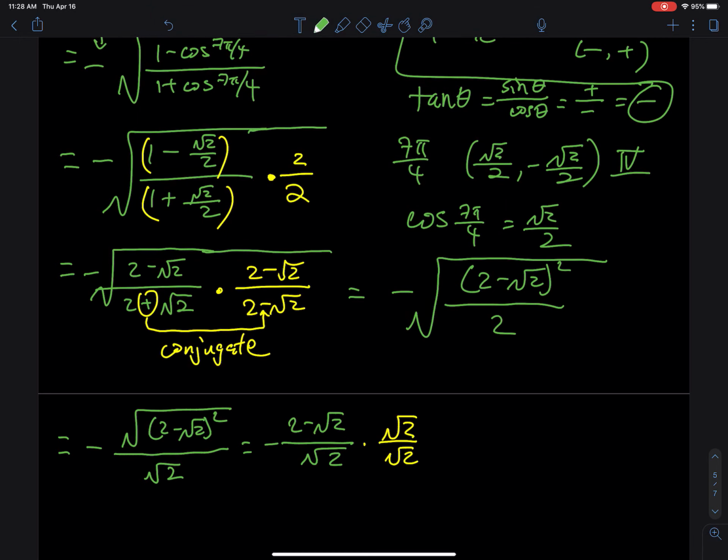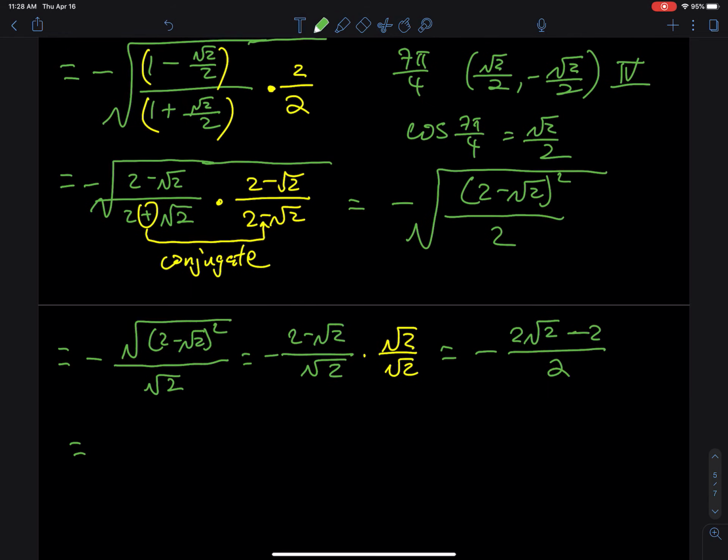And then you have negative 2 root 2 minus 2, divided by 2. Simplify the 2. What do you have? You have negative root 2 minus 1, and if you open that up, negative root 2 plus 1. So that is your final answer.